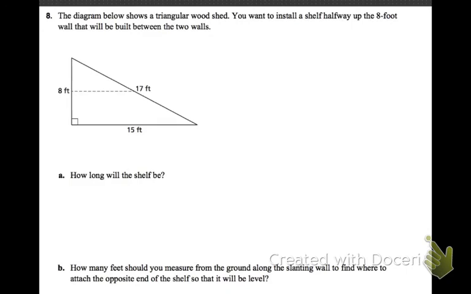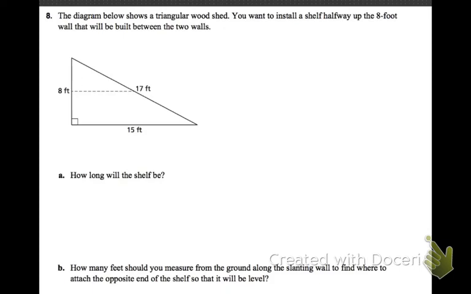Okay, now our last example is a word problem, and this is where you might use this stuff. A diagram shows a triangular wood shelf that you want to install, and you want to install a shelf halfway up the 8-foot wall that will be built between the two walls. Okay, good use of space, right?